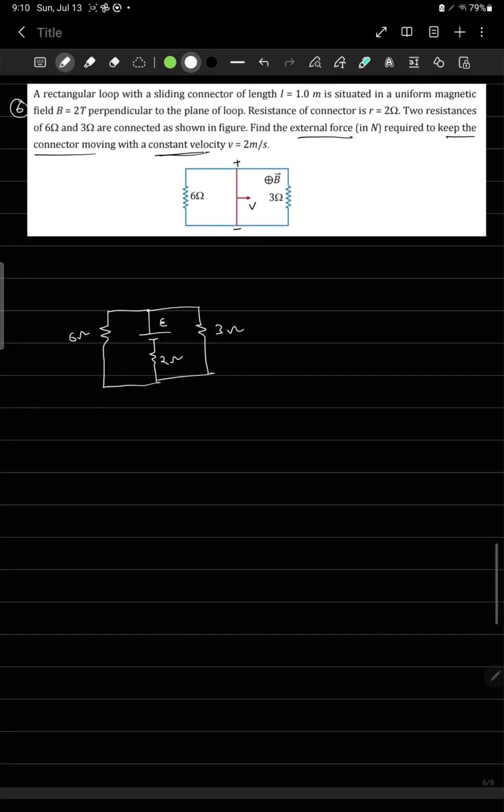So first of all, the slider has a velocity v in this direction, which means this end will be at high potential and this end at low potential. So I imagine a battery here, and there's a resistor also given, the connector of 2 ohm, which can be considered as an internal resistance. With this is connected a 6 ohm and a 3 ohm. If you draw the diagram, we find this is kind of a current electricity problem. We need to find the current in this connector.